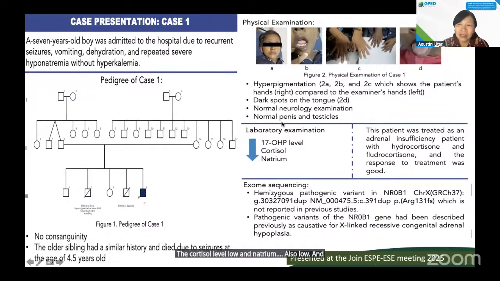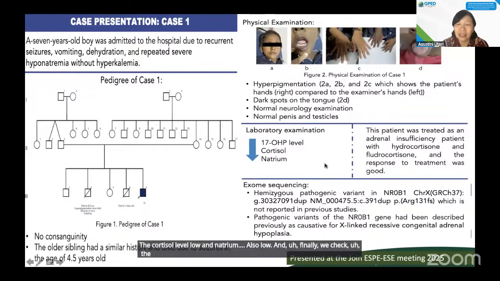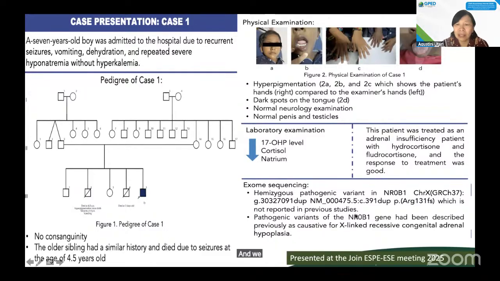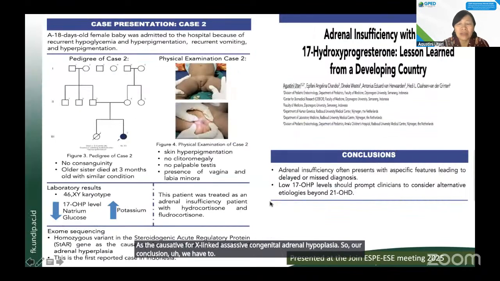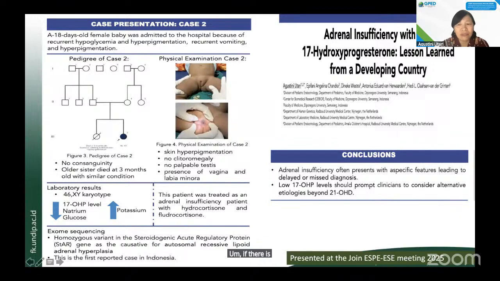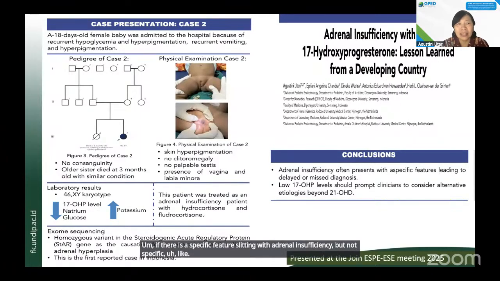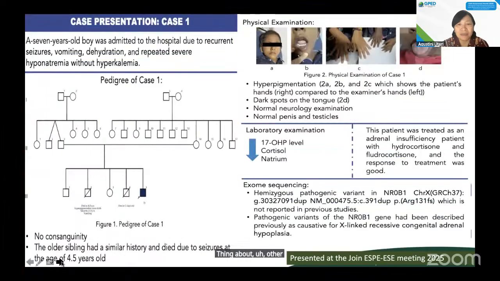And finally, we checked the genetic mutation, and we found that this one is the NR0B1 gene mutation, the cause of X-linked recessive congenital adrenal hypoplasia. So our conclusion: if there are specific features leading to adrenal insufficiency, but not specific like CAH, we have to think about other causes.